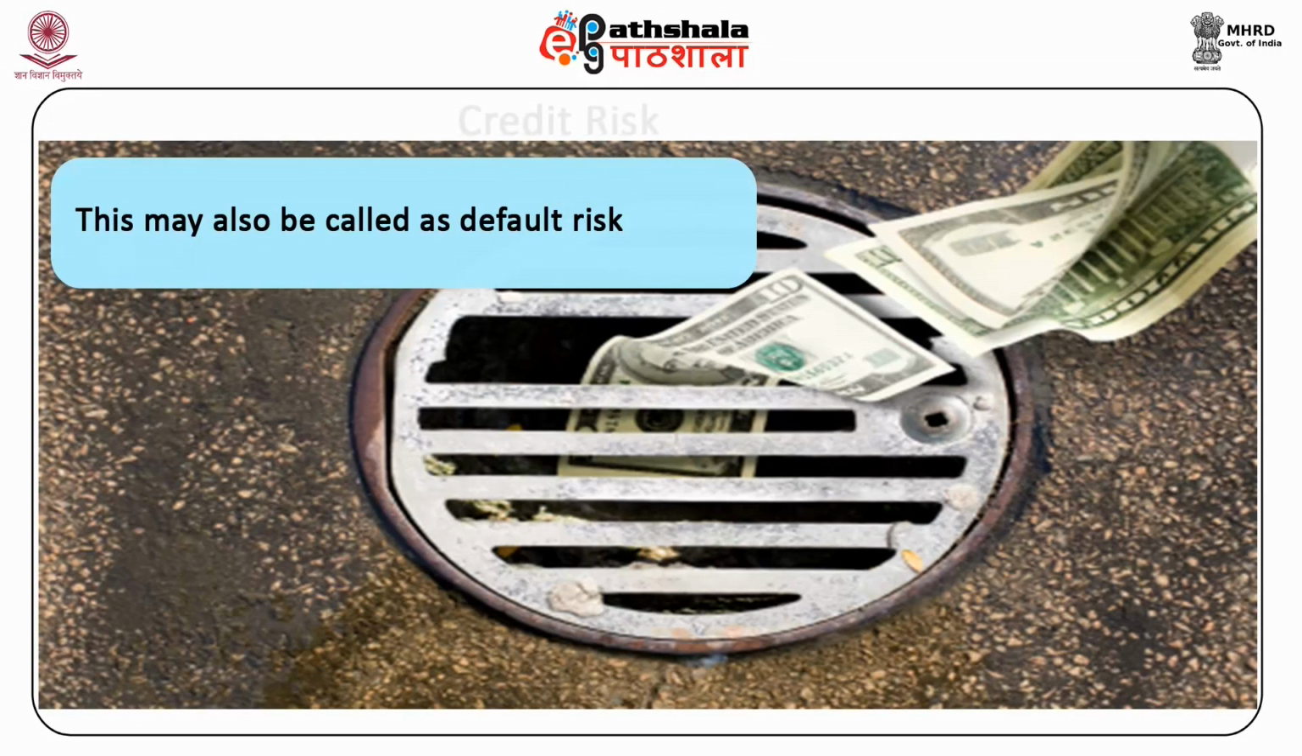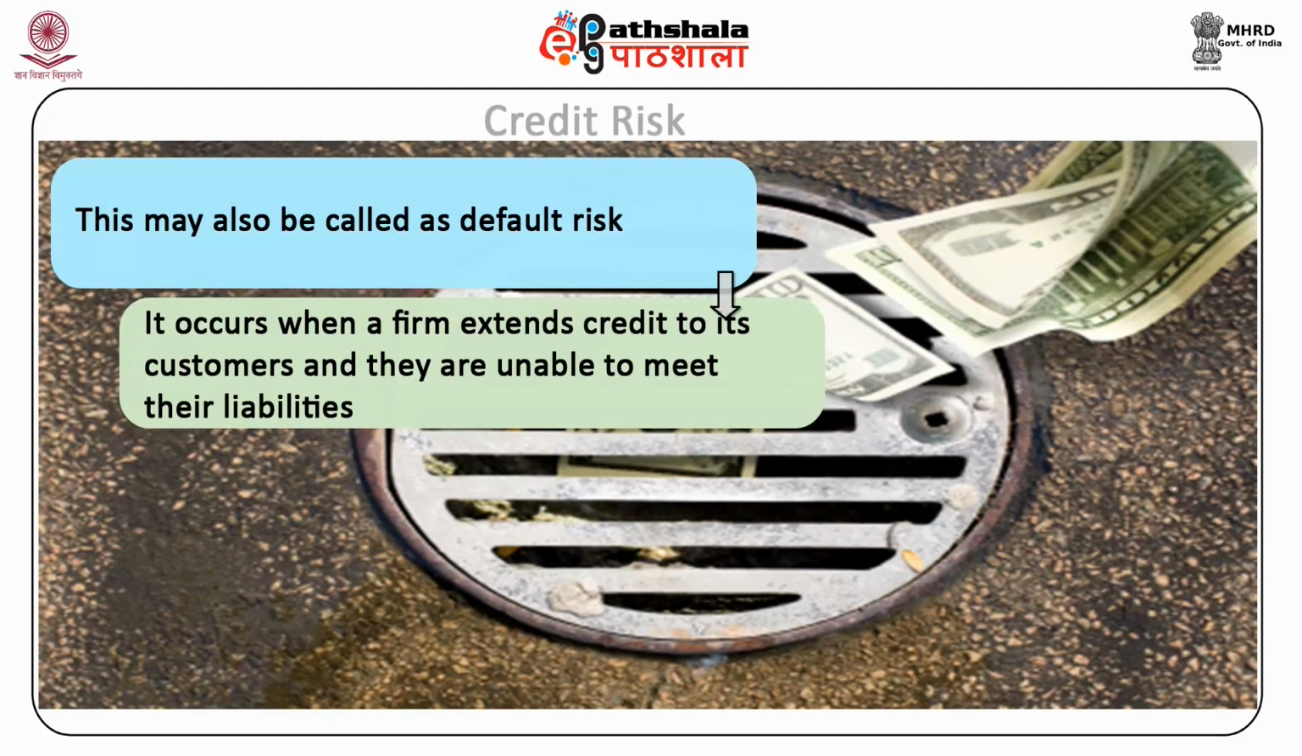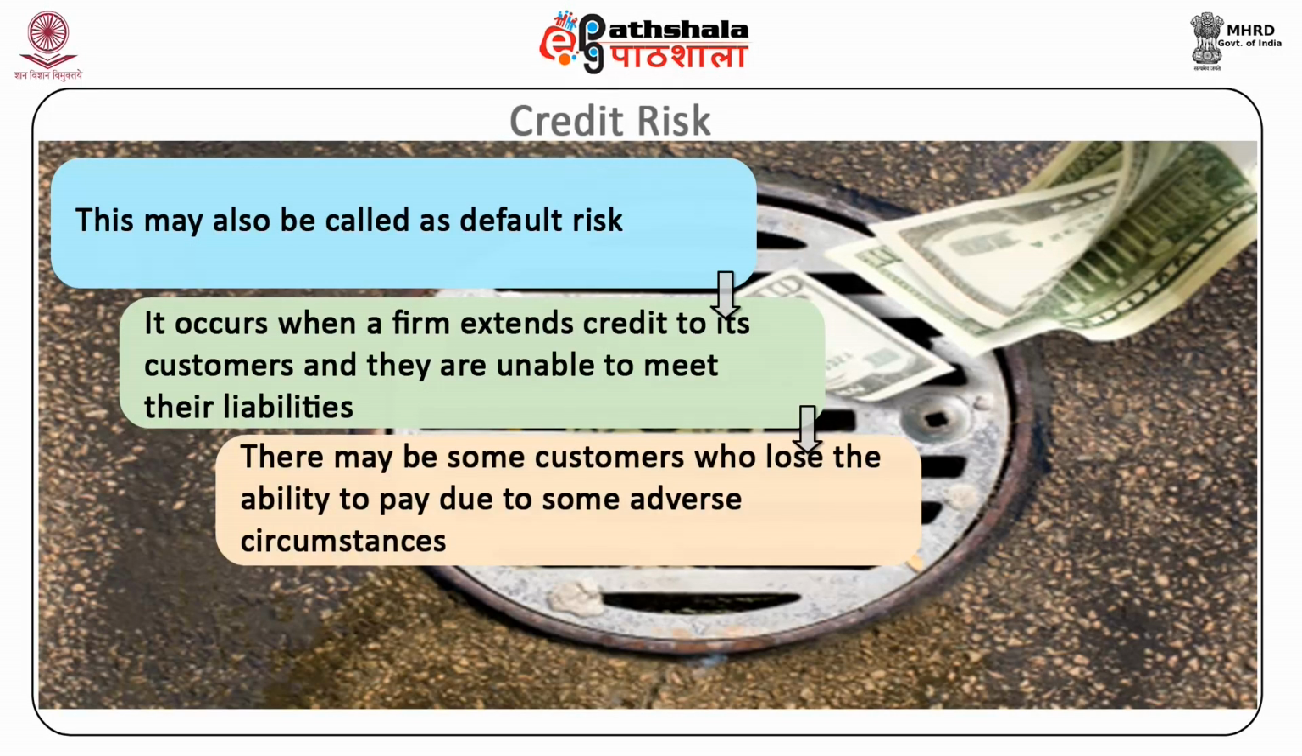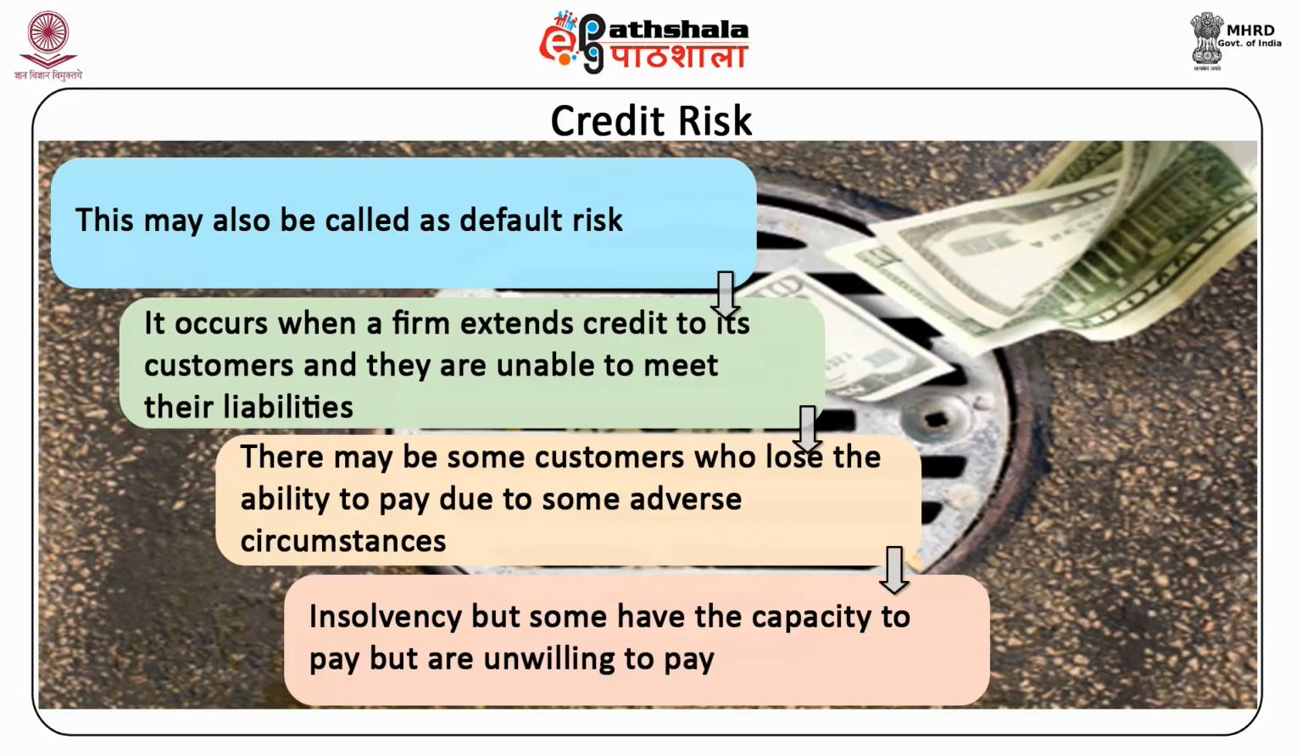Credit risk. This may also be called as default risk. It occurs when a firm extends credit to its customers and they are unable to meet their liabilities. There may be some customers who lose the ability to pay due to some adverse circumstances, for example, insolvency, but some have the capacity to pay but are unwilling to pay. The degree of risk can still be quantified in case of first category of customers, but it is very difficult to quantify the uncertainty in case of the second class.